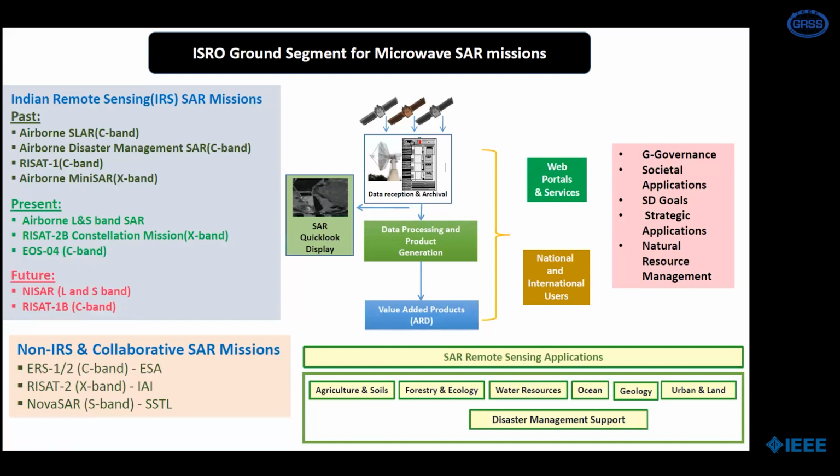And also we are gearing up for the future missions, which is NISAR, about which I'm going to give an overview. And also RISAT-1B, which is in the C-band, a follow-on mission of RISAT-1. And we also have collaborative missions, initially ERS-1 and 2. We have our ground station, we used to acquire our Indian terrain of ERS-1 and 2 and disseminate it. And also, as I said, NOAA we also have in collaboration.